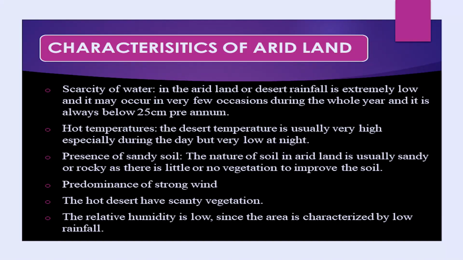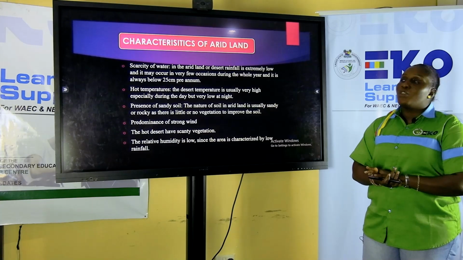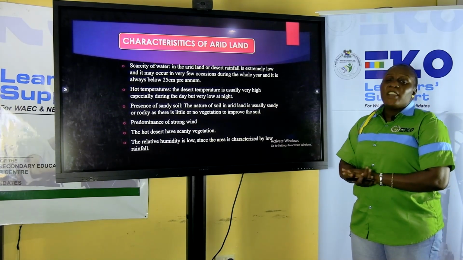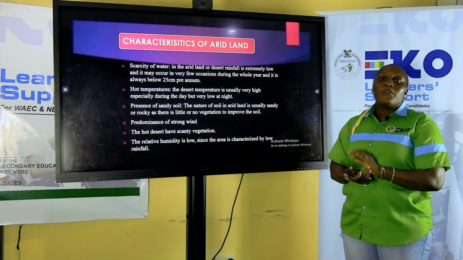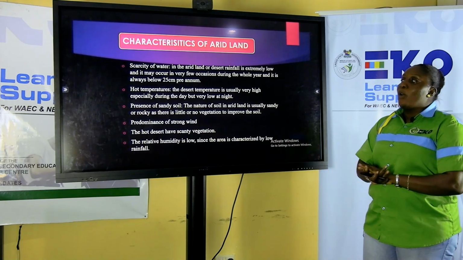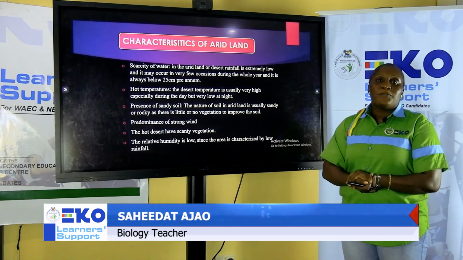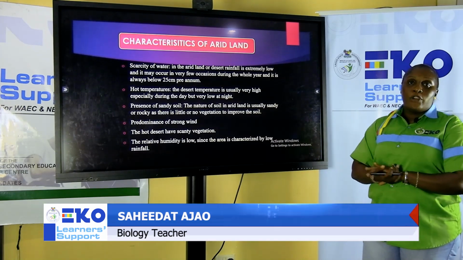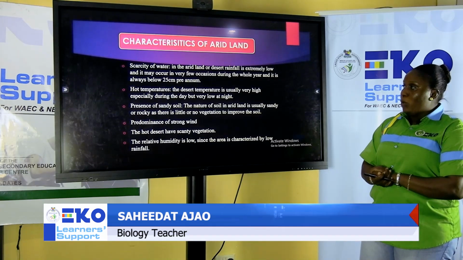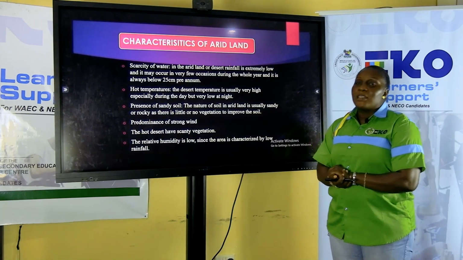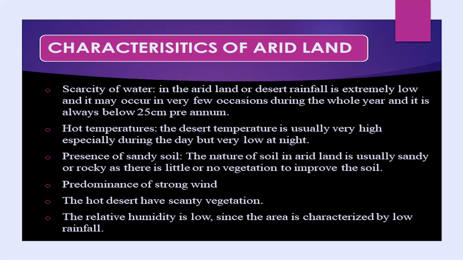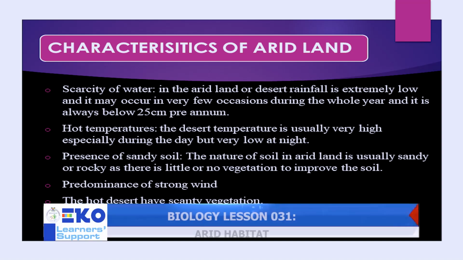So scarcity of water. In the arid land, there is extremely low rainfall. And even if it rains, it occurs on very few occasions during the whole year. And at the end of the year, they have below 25 centimeters per annum of rainfall. Another characteristic is hot temperature. The desert temperature is usually very high, especially during the day, but low at night.